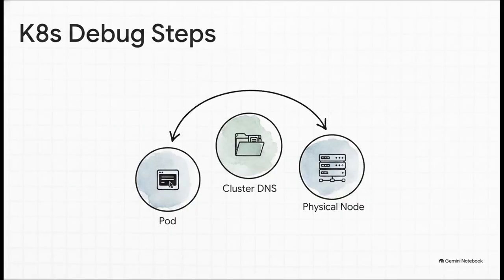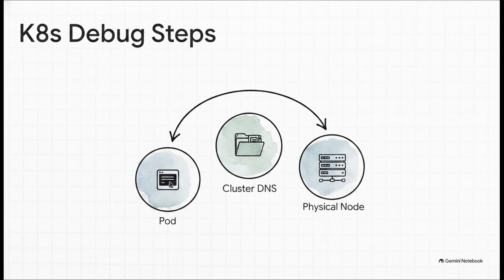To fix this, we start from the absolute inside out. First, you exec straight into the failing pod. Using our first step, ip -6 addr show, you verify that the pod actually has a global unicast IPv6 address assigned by the cluster. Then, use ping6 to test connectivity to the internal kube-dns.